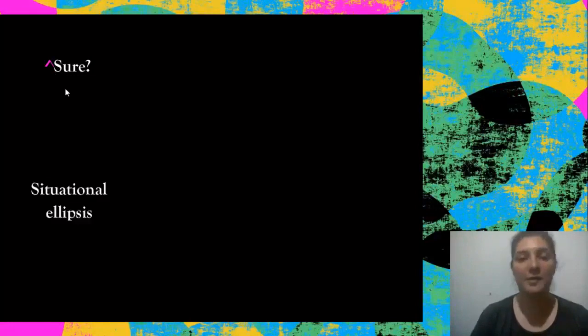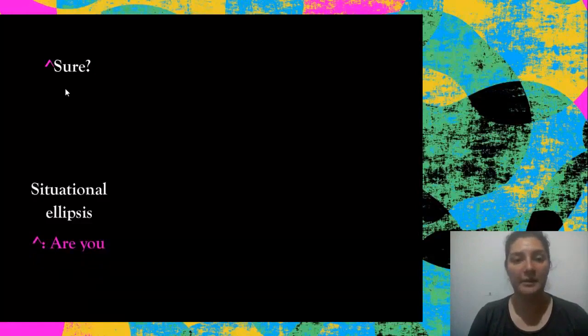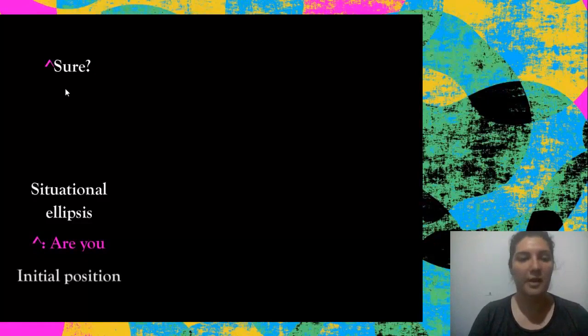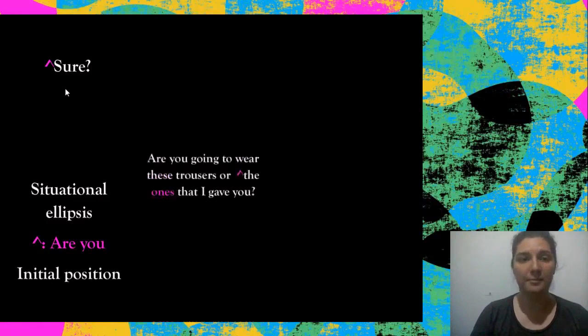The first example is "Sure." Please note we have marked ellipsis at the beginning of the clause. As we said before, as we barely have information related to the context of this situation, we need to recreate a linguistic context. This clause is an example of situational ellipsis. The elements that were omitted in this case are "you" at the beginning of the clause, so they are placed in initial position. Let's see another example.